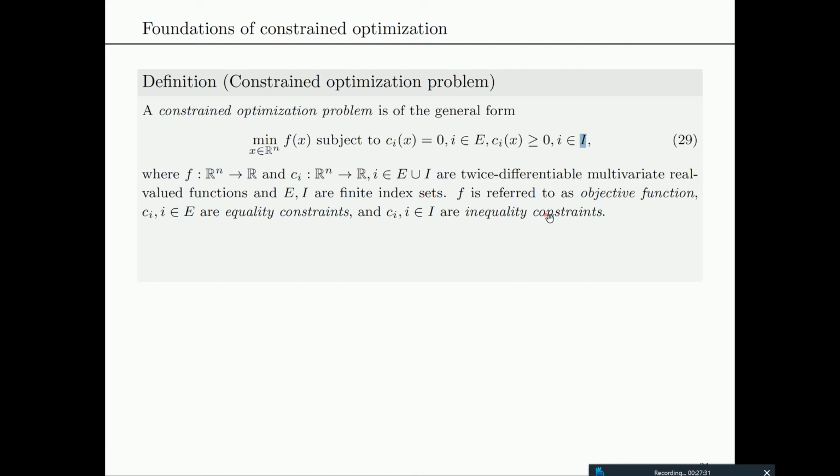The function f is called the objective function, and these c_i, where the i is in the equality index set, are called equality constraints, and the c_i are inequality constraints if the i is in this I set. The set of all those x which satisfy the equality and the inequality constraints is referred to as the feasible set. So for minimizing the function with respect to x, you have certain x which are actually allowed and are called feasible because they satisfy the constraints, and others that are not allowed and hence infeasible.